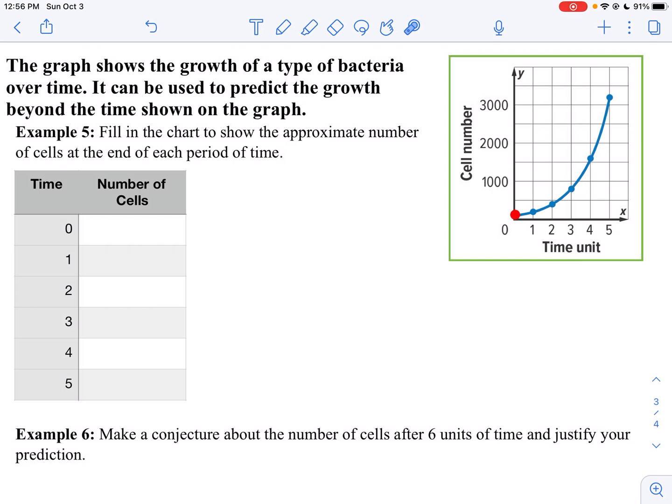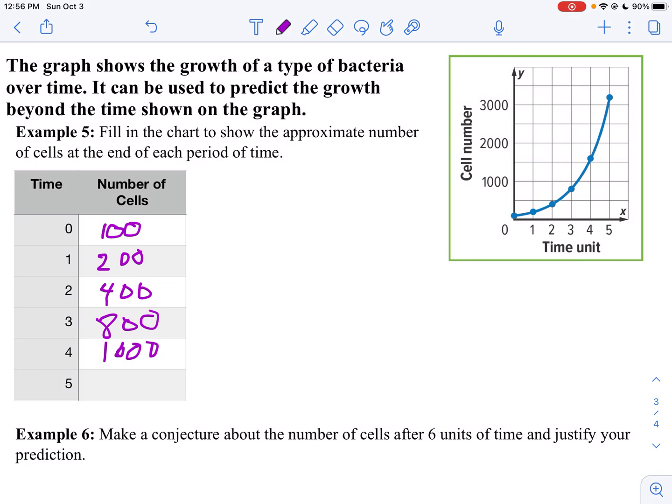So this looks like I'm at 0. I'm kind of starting at 100, doesn't it? So 0 is 100. Looks like I double it, so I think the next one is 200. At time period 2, that's just below 500, so that's 400. Time period 3, now I'm above 500, so I'm going to say that's 800. Time period 4, we're above 1,500, so that's 1,600.